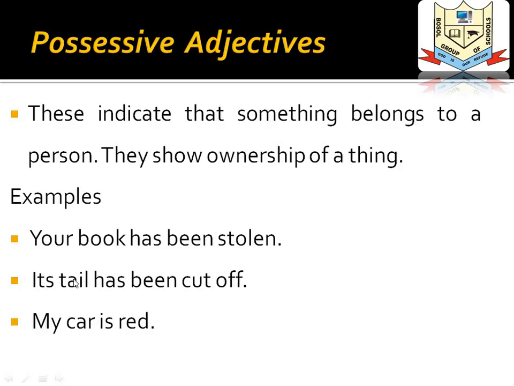It could be the tail of a rat, the tail of a lion, the tail of a cat. Its tail has been cut off. It shows that the tail belongs to the animal. And the last example here, my car is red. It shows that the car, which is red, is mine. It belongs to me.